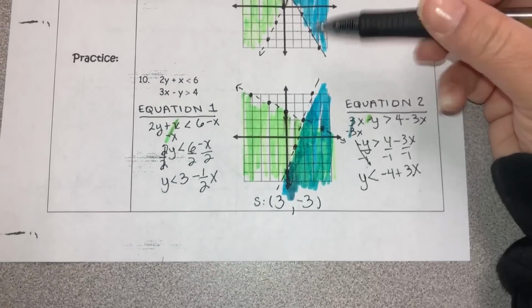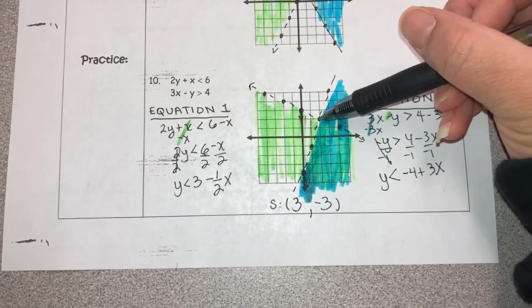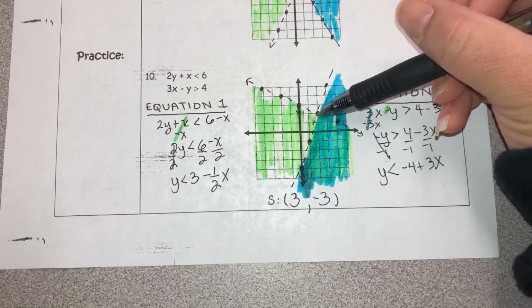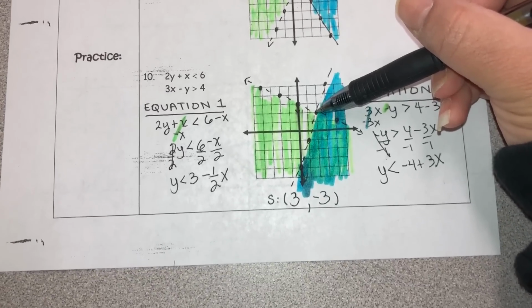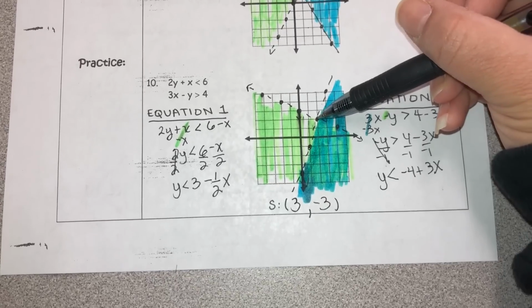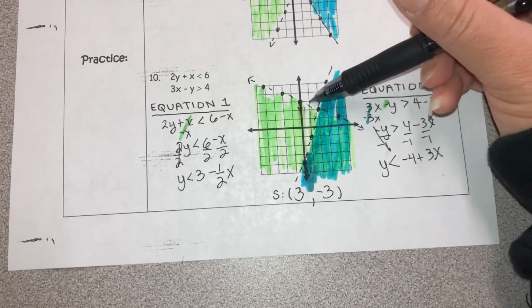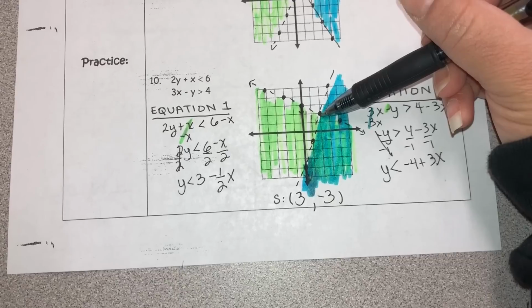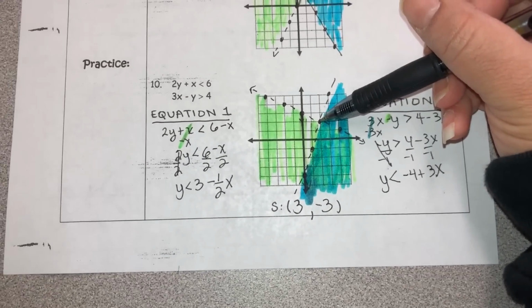Now, on tests, they might ask you, hey, is the point of intersection a solution? Don't get it confused with systems of equations. In systems of equations, that would be the solution. These are inequalities, so you've got to check if that point lands on the double shaded. And since both lines are dashed, solutions are not found on dashed lines. So in this case, it would not work. So make a little mental note of that.